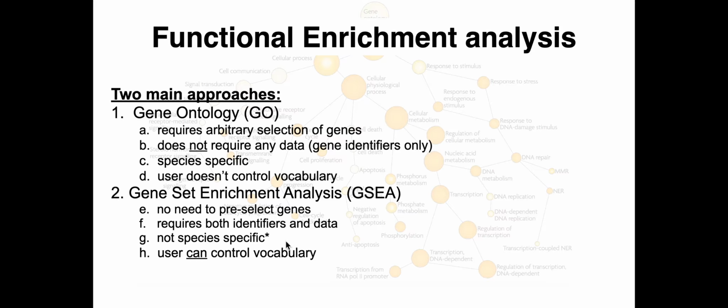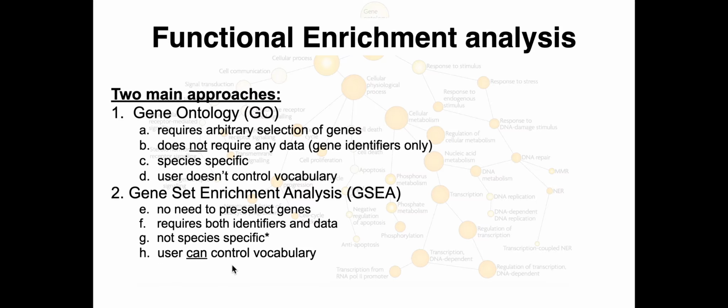It's not species specific, and I'm going to say that with an asterisk because it's often not species specific the way most people do GSEA in the Broad Institute's GSEA software. It's assuming your data is human, and if it's not, you actually have to kind of coerce your gene symbols to human for it to work. But the way we'll run it in R, it actually is species specific, and I think that makes it just a better, more accurate analysis. And then lastly, and I think this is really important, with GSEA analysis, users can control the vocabulary.